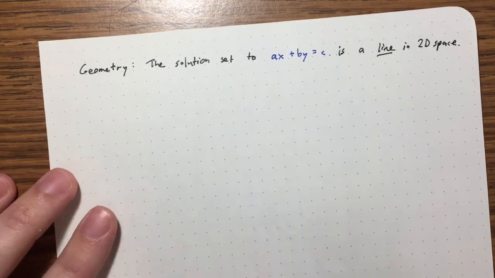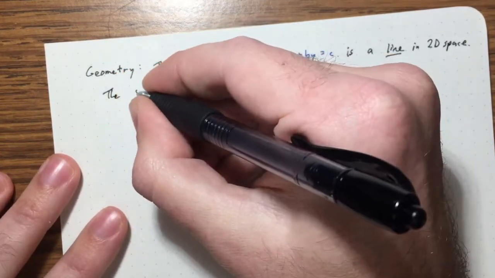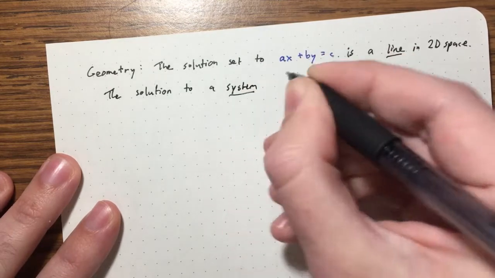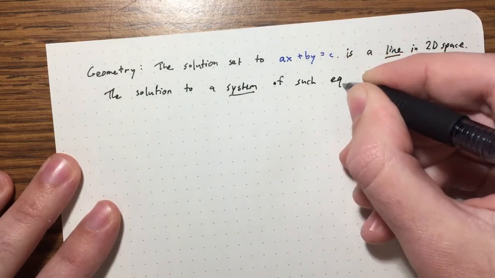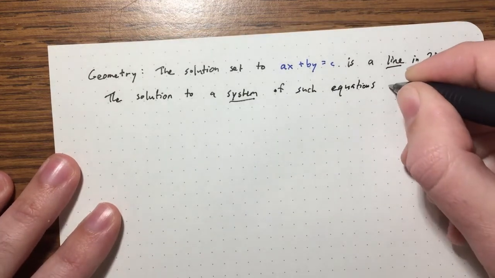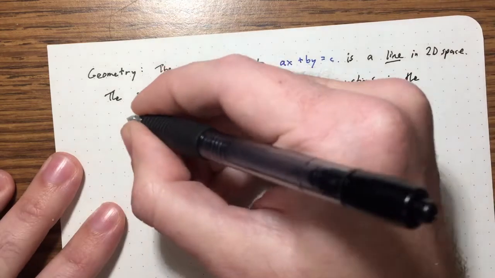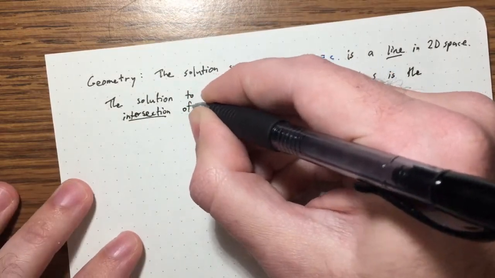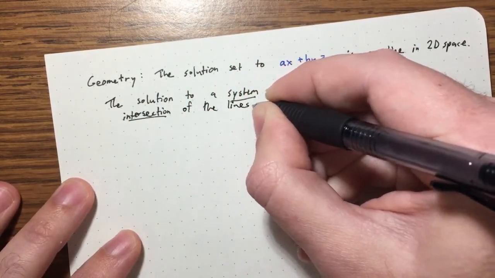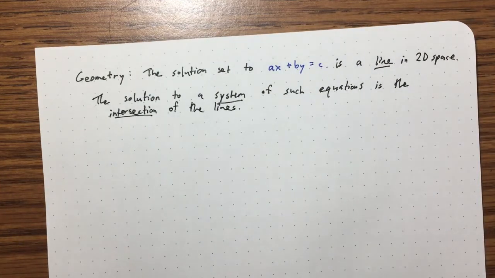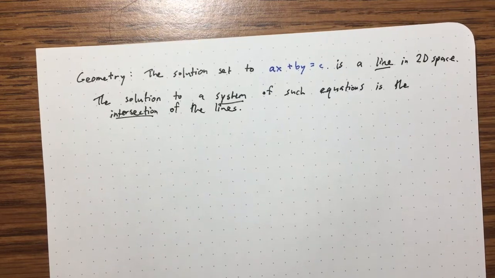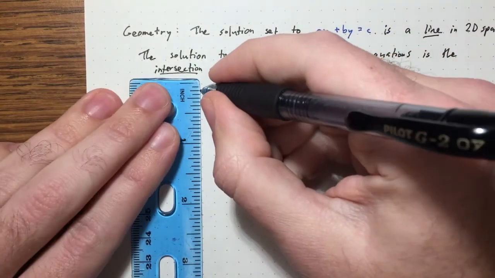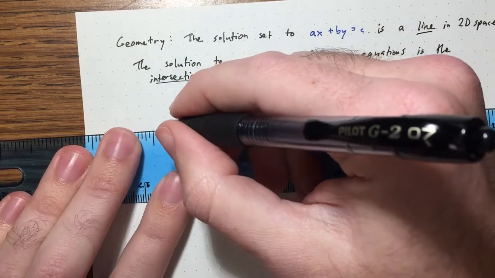What does it mean to solve the system geometrically? So the solution to a system of such equations is the intersection of the corresponding lines, right? The reason it's the intersection is because the solution to the system needs to satisfy all the equations simultaneously, right? So for 2 equations and 2 variables, here are the possible pictures we can have. Let me draw a few of these.